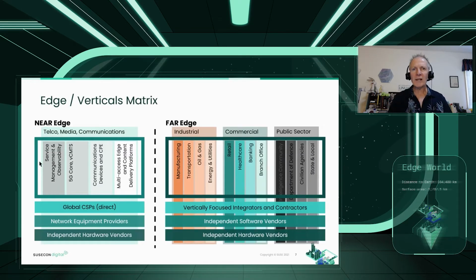So let's look quickly at the markets that go with those. On the left side, in the near edge, we have what you think of as a telecommunications market. And that, again, the providers are the typical providers that have been providing for years in that market. Those are network equipment providers and hardware and software providers, but they're specialized for telecommunications.